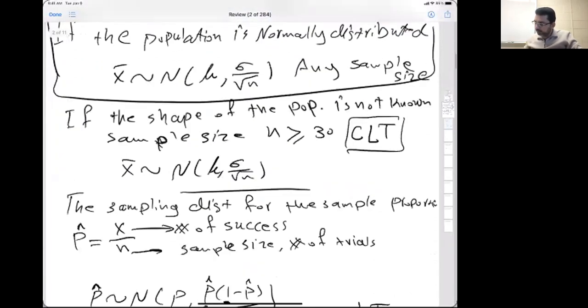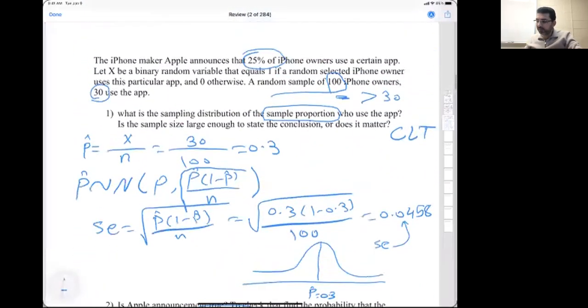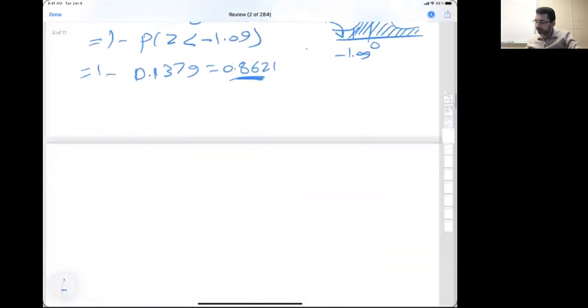So in this case, we can find the final answer this way: 1 minus 0.1379, so we have 0.8621, as you can see. This is the probability that this proportion is greater than 25%. So it's a large probability, so this claim, this percentage or proportion, is true in this case.